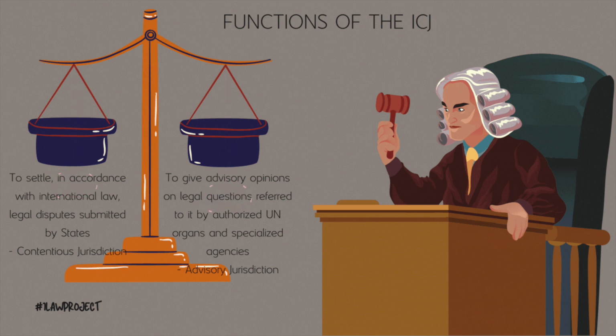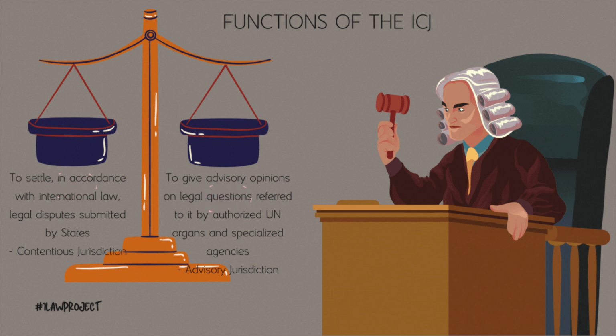A follow-up question will then be, which states can appear before the ICJ? Essentially, all parties to the ICJ statute, which is the constitutive instrument of the court, can appear before the court. Article 93 of the United Nations Charter has this to say. Members of the United Nations are parties to the statute of the ICJ.